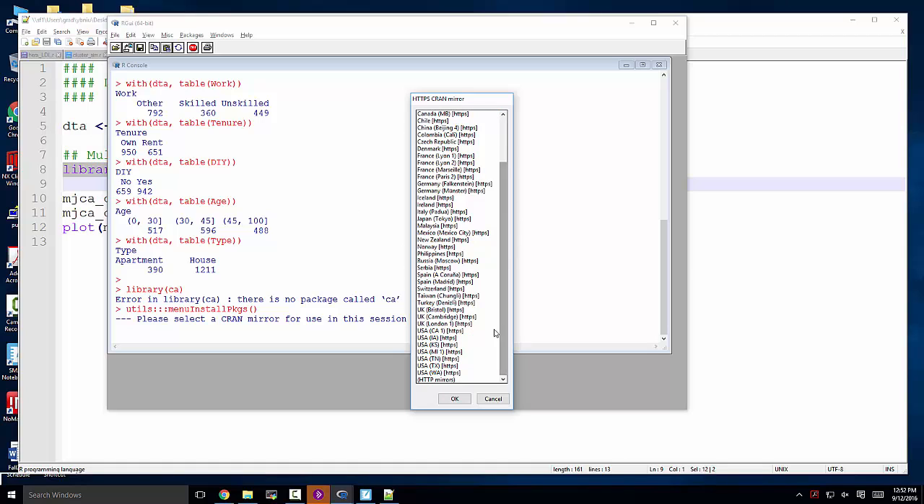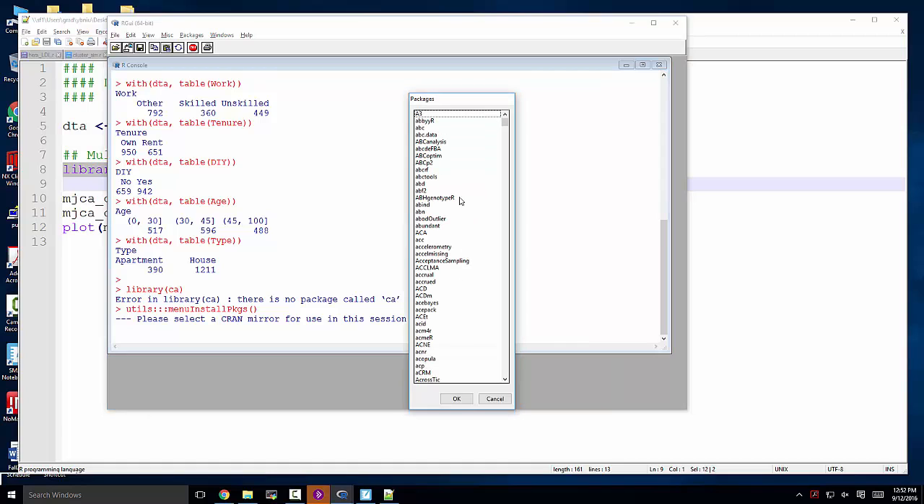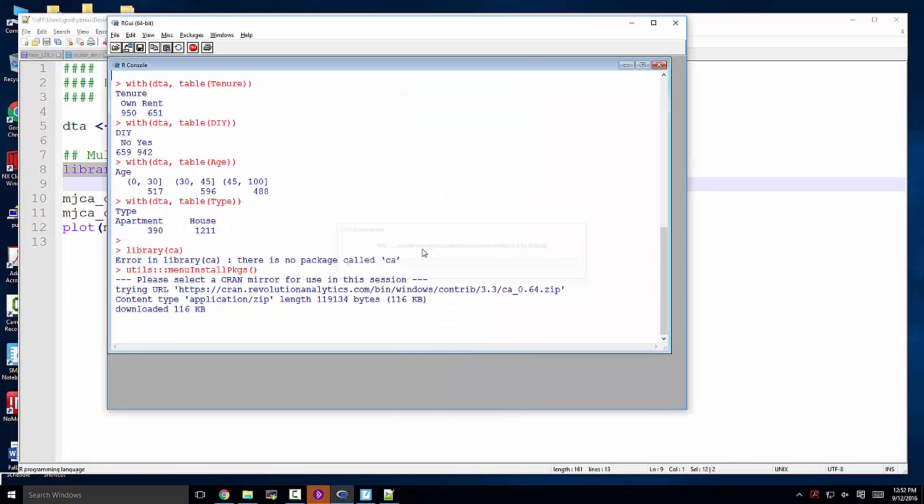I'll go find a local server to download from. Click OK, and then it pops up the list of all packages that are available. Lots of them. So I'm going to scroll, I'm going to type in CA. It's not going to let me do that, so I'm just going to scroll and locate manually CA. So there it is right there. Click OK, cross your fingers, because this computer acts weird sometimes.